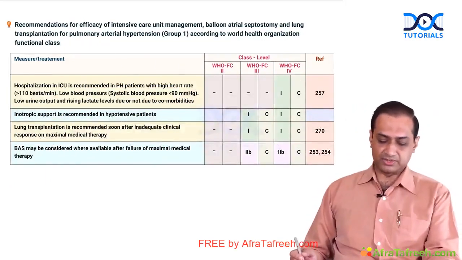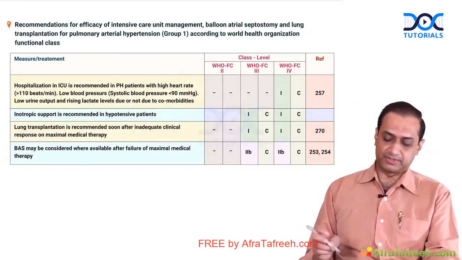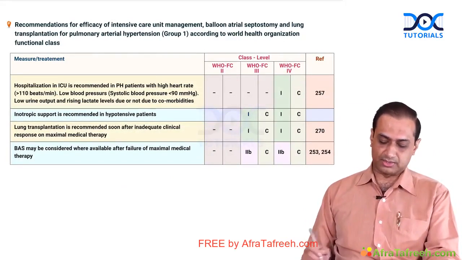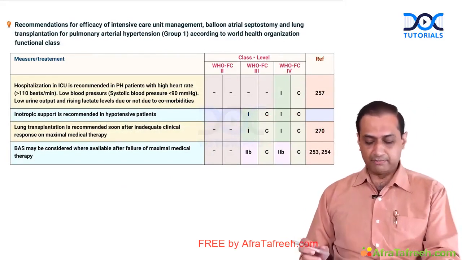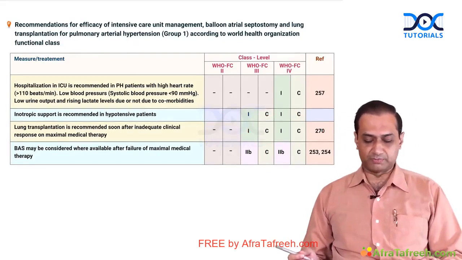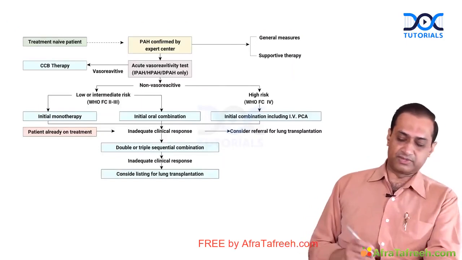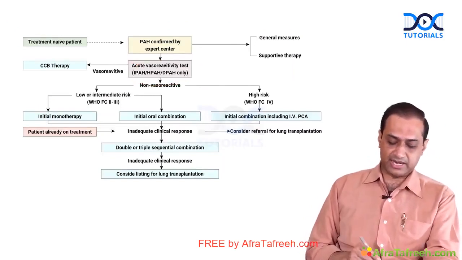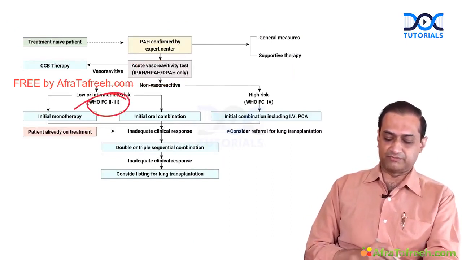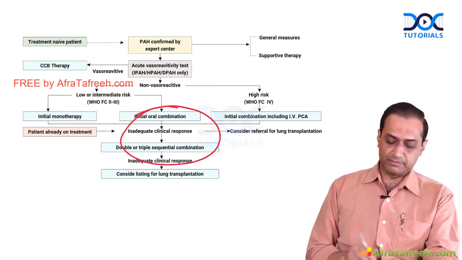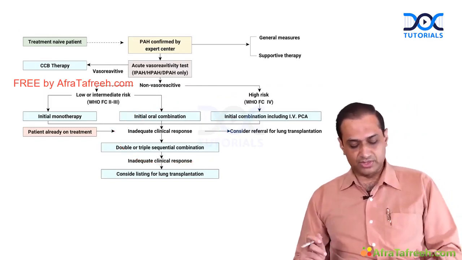Hospitalization in ICU is recommended in patients with heart rate more than 110 and systolic less than 90, if the patient is functional class 4. Inotrope support is required for hypotension, lung transplant for class 3 and 4, and balloon atrial septostomy when refractory heart failure is present can also be offered to these patients. So once PH is confirmed and you've assessed him by vasoreactive testing, you can put him on CCB, but if it's non-reactive, you can start with monotherapy in functional class 1, 2 or 3, but in class 3 and 4, you can choose combination therapy of double or triple in a sequence.